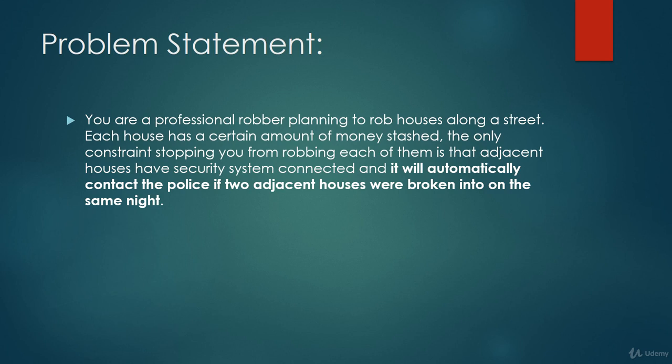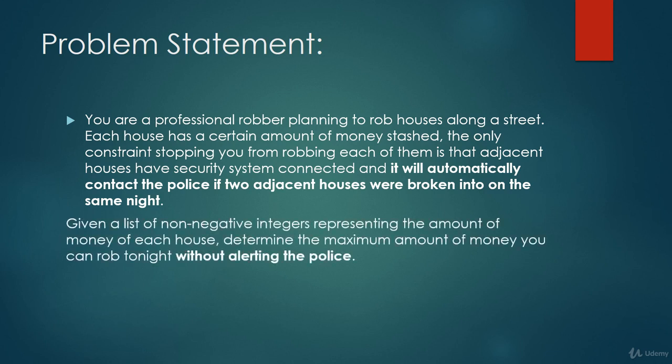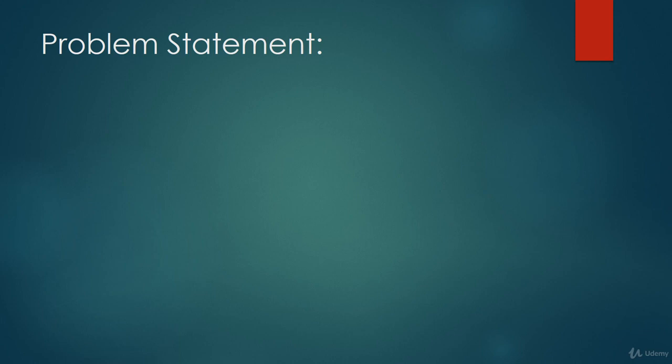So here's an optimization problem. We're given a list of non-negative integers representing the amount of money in each house, and we want to determine the maximum amount of money that you can rob tonight without alerting the police. So you can't steal two houses which are adjacent.